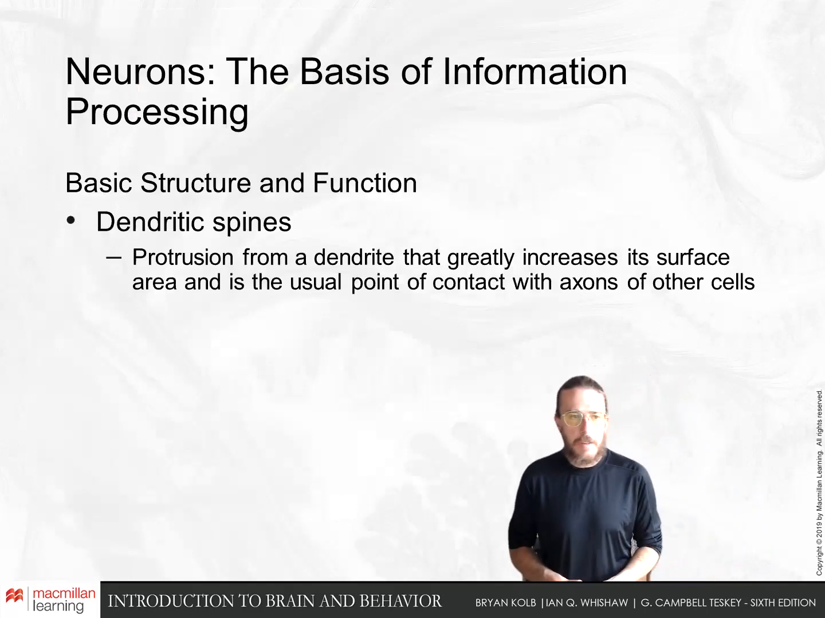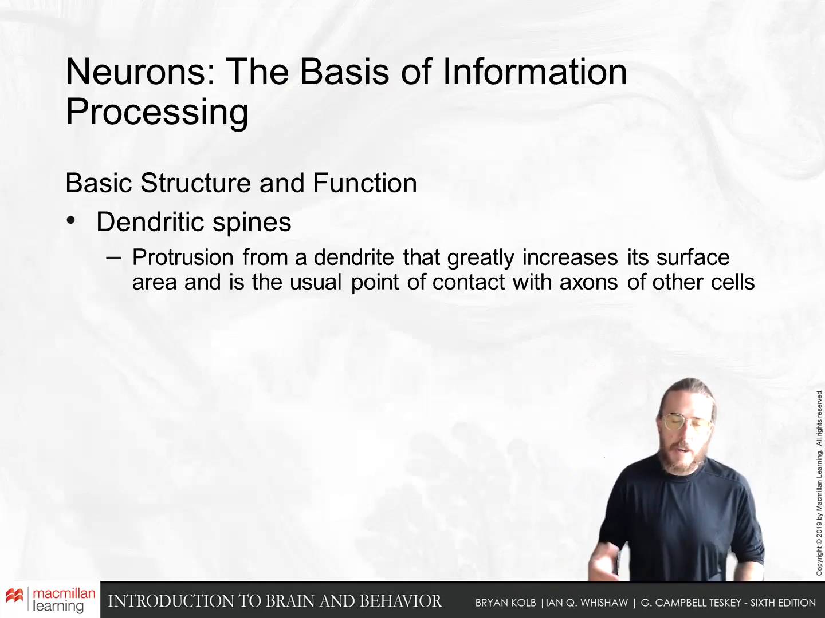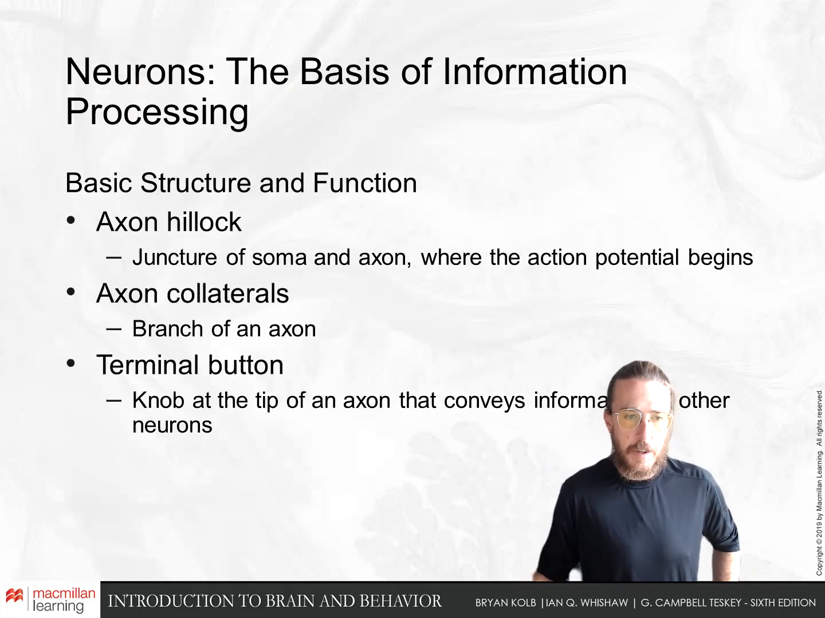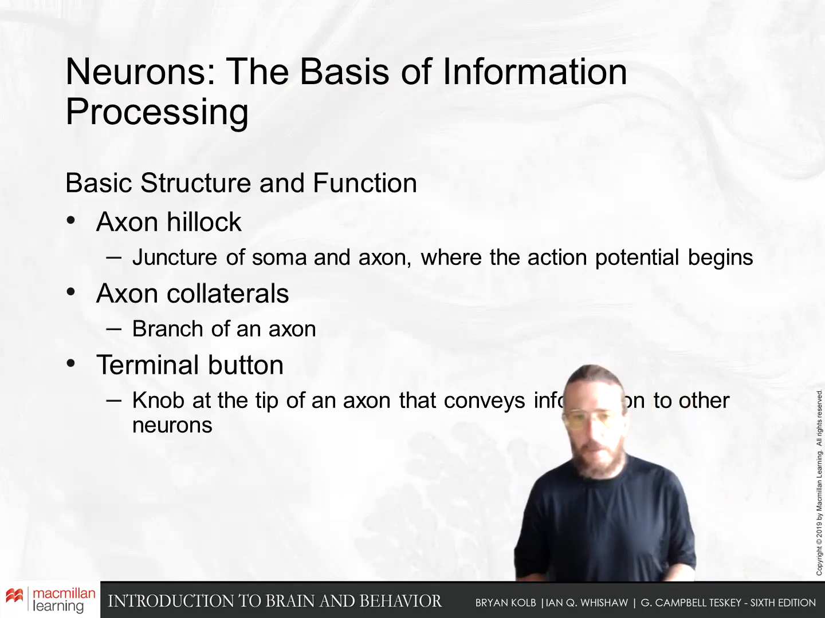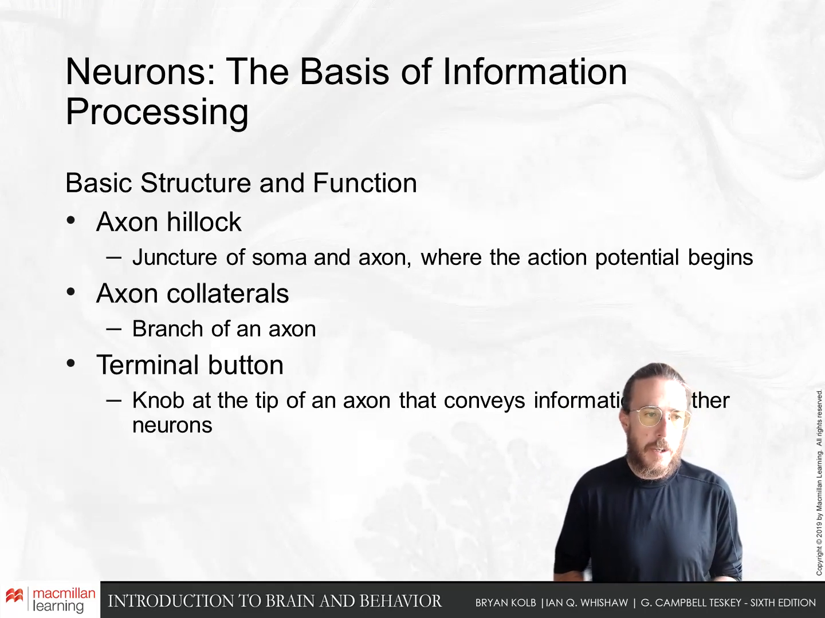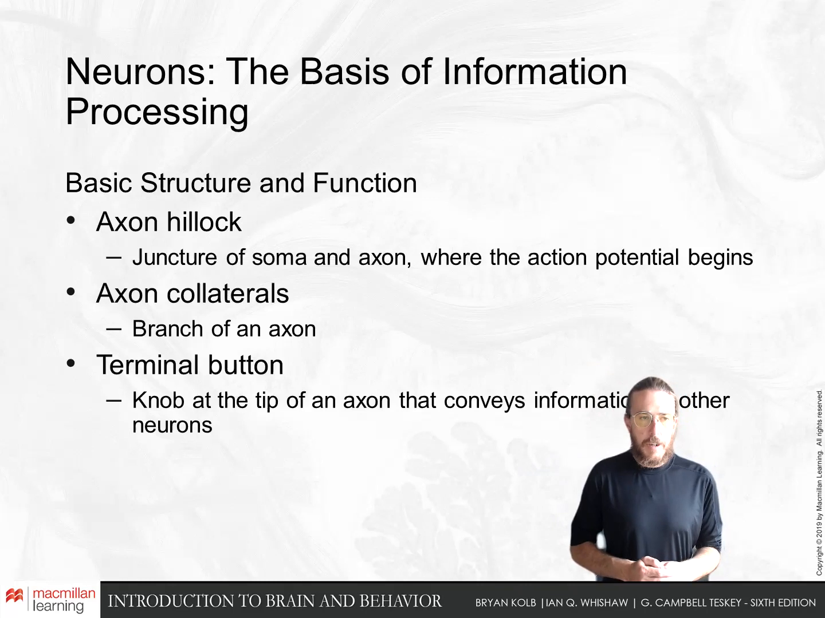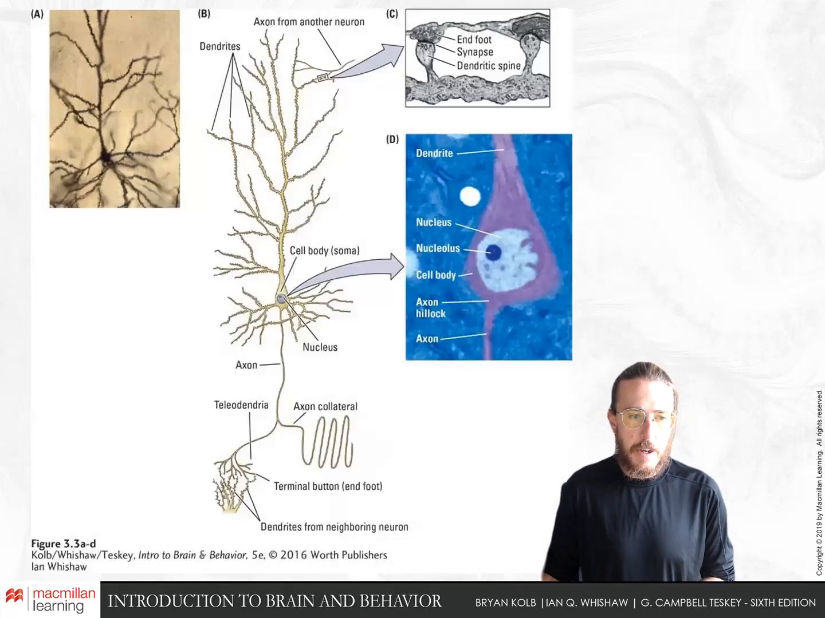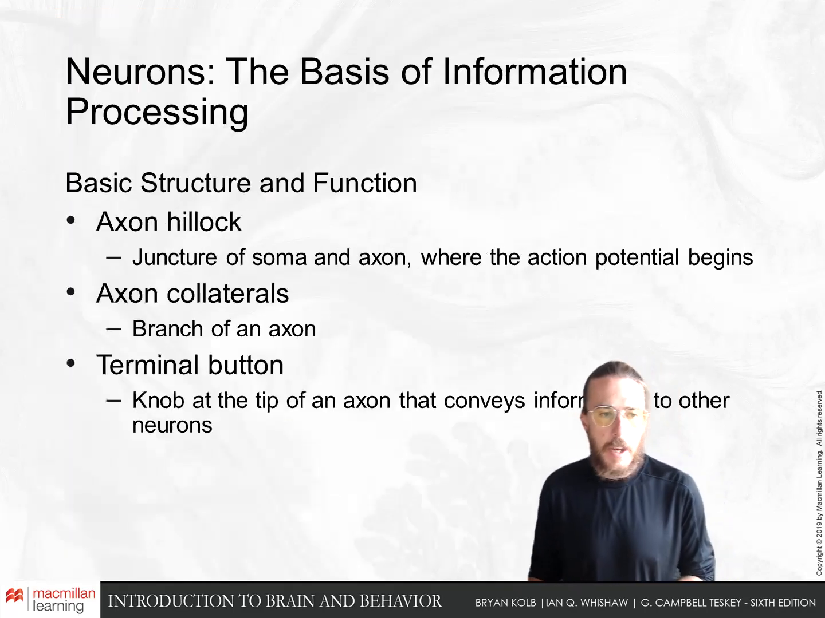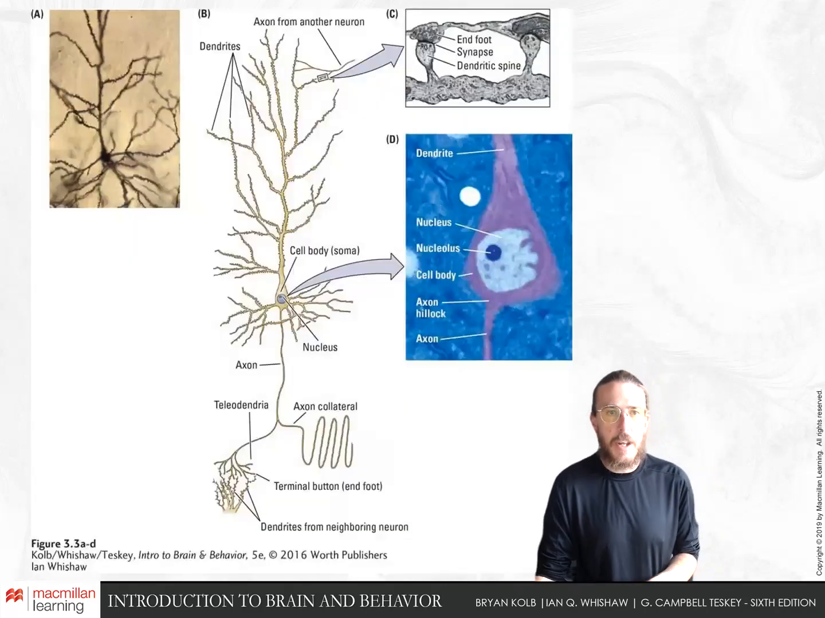So these dendritic spines, as we saw, are small protrusions from the dendrites that increase the surface area and are the usual points where it connects to other axons. The axon hillock is the junction between the soma or cell body and the axon, where the action potentials, which we'll learn about next week, begin. The action potentials are the electrical messages that the neurons are sending. There are axon collaterals, which are branches of the axon we see on this previous slide here. And terminal buttons are knobs at the tips of axons, which make the connections to the dendritic spines.